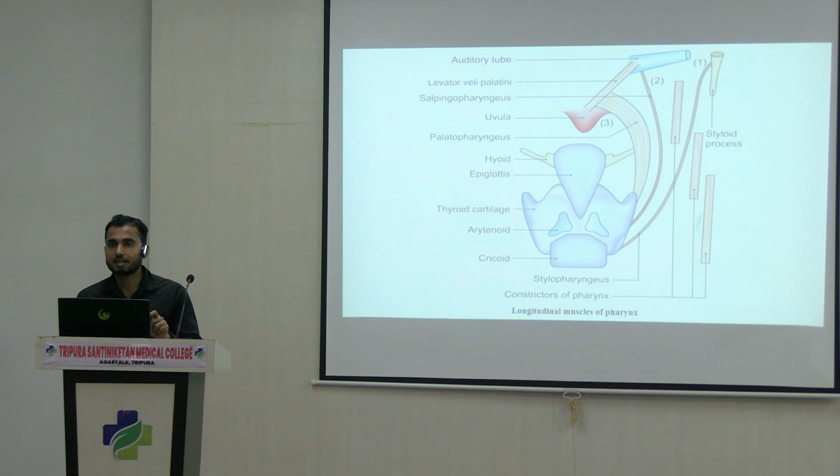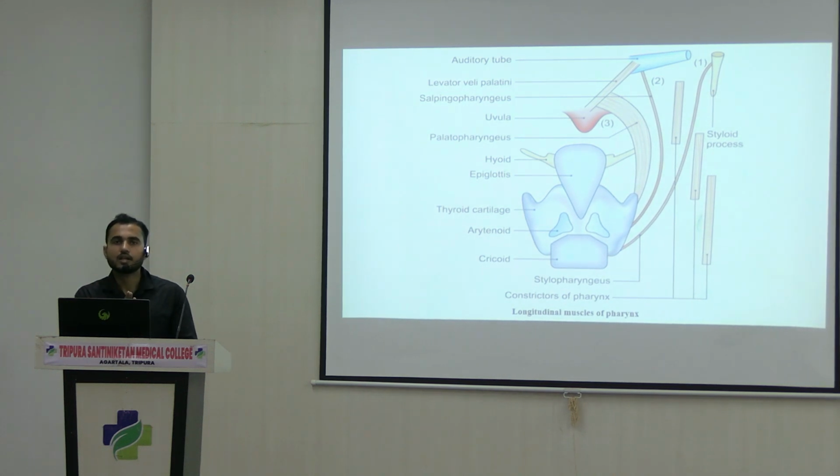But in this case, this particular muscle is also inserted into the lateral wall of the pharynx. So these are the origin and insertion of two sets of muscle. That is, the outer one is the constrictor and the inner one is the longitudinal muscles. Now the question is, we have discussed a total of 6 pairs of muscle. We have discussed origin, insertion, everything.